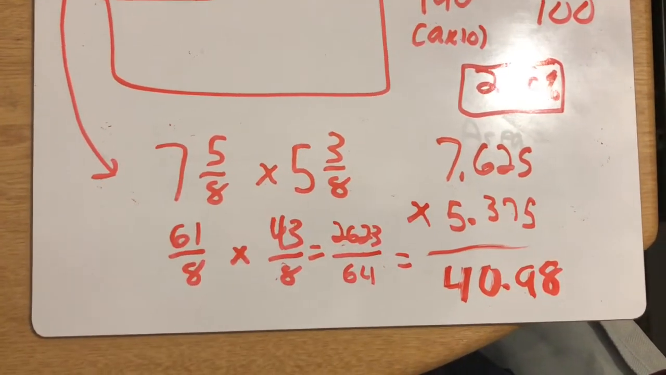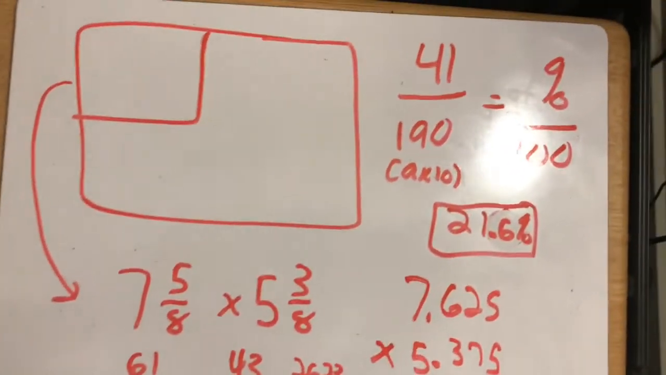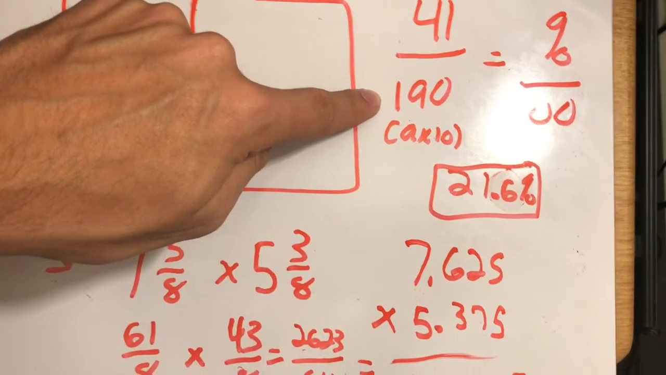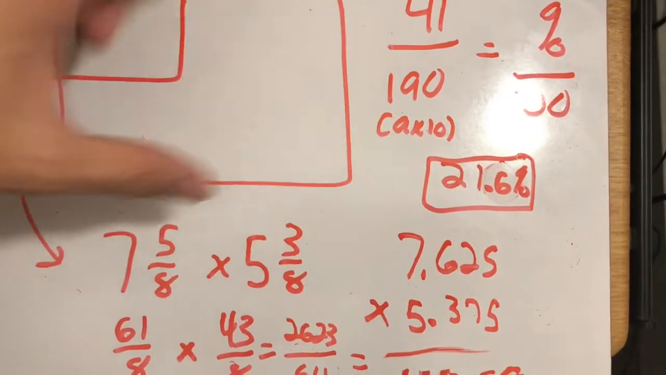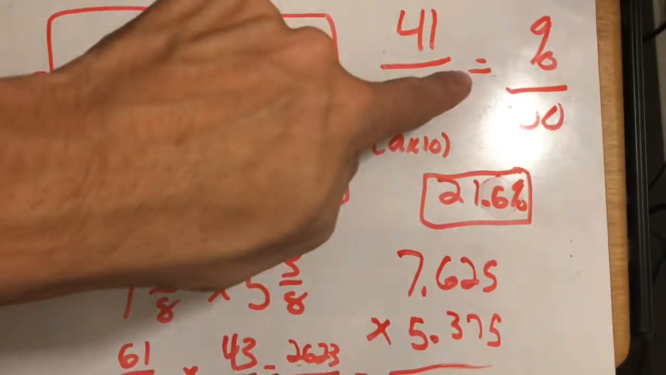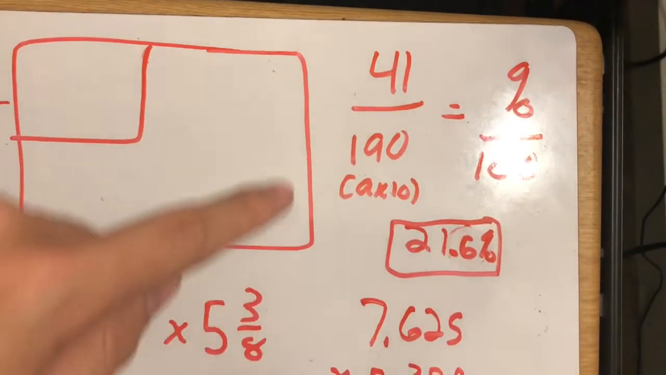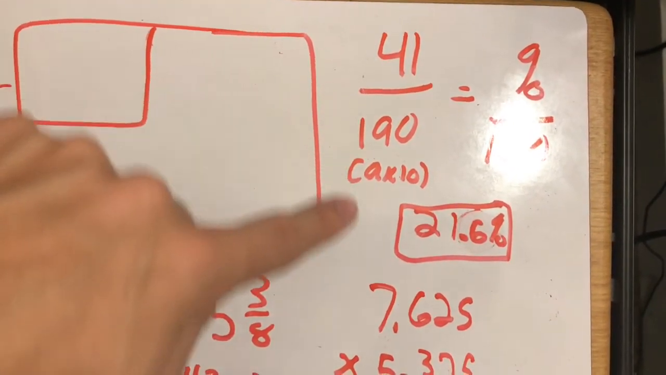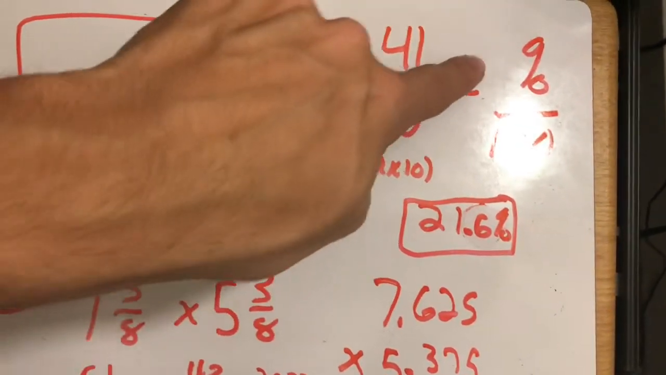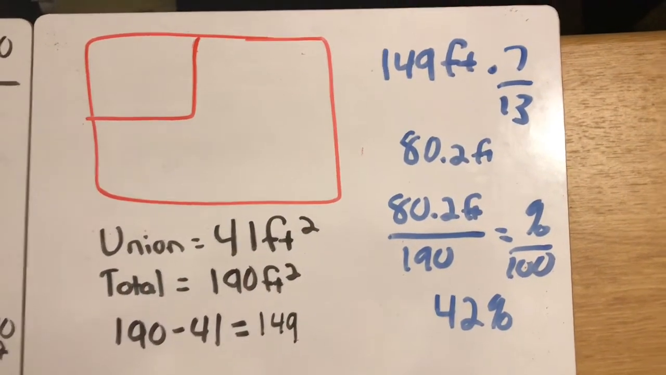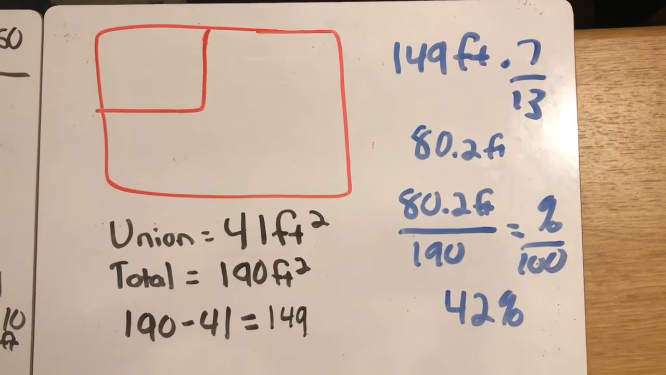So now you're going to plug that into your is over of up here. So my 41 feet out of the total of 190. Now this 190 feet came from the total dimension of the flag, which is 19 by 10, equals percent over 100. So I would do 41 times 100 and divide by 190 to get 21.6%.